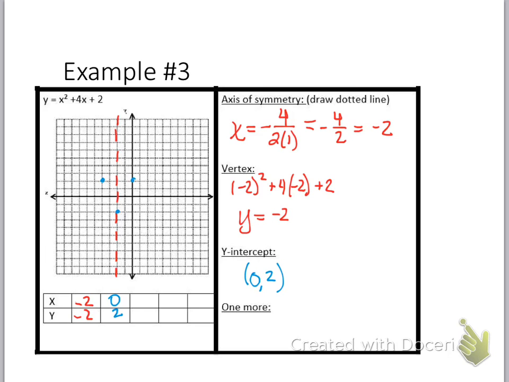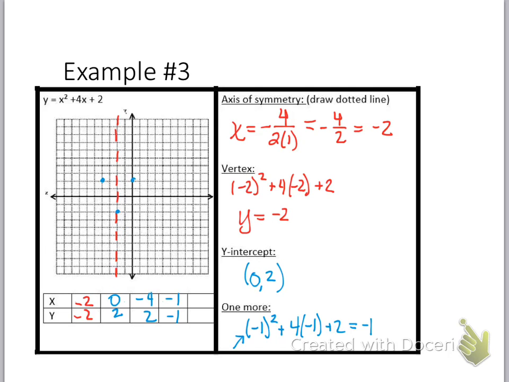0, 2, negative 4, 2. So looking at my x values, I could try a negative 1. Plugging in a negative 1, I've got negative 1 squared plus 4 times negative 1 plus 2. Remember, these parentheses are really important, especially if you're using your calculator to solve it. So at negative 1, I have another point.